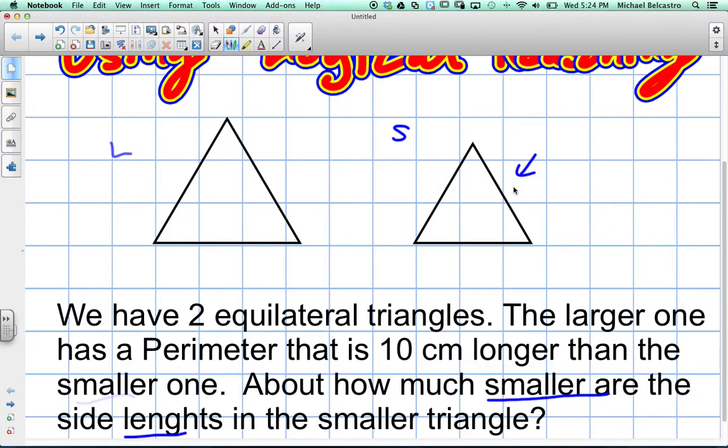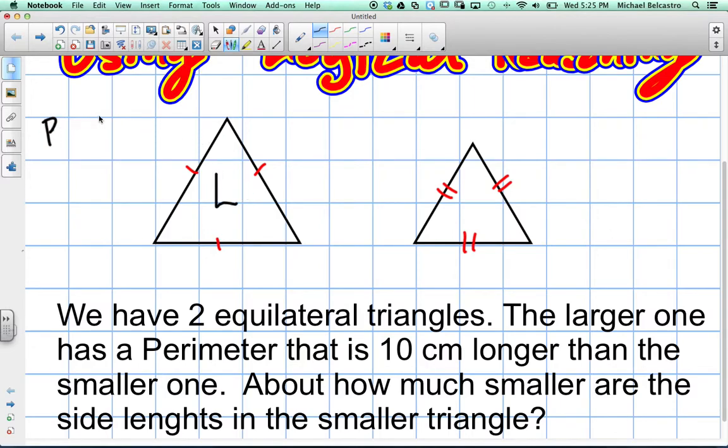So we need to figure out the side lengths. What I'm going to do is mark these off here because we know these three are equal, and we know that these three are equal. Now, this could be hard to put together, so let's give the larger one, we'll call him L, a perimeter. What would you like his perimeter to be? We can call it anything we like, any size. 20 centimeters? Okay, so we'll say the perimeter is 20 centimeters.